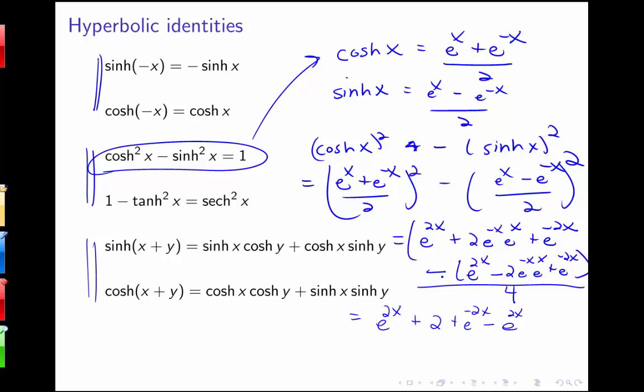And then this will be plus 2, because again, this e to the negative x times e to the x would be e to the 0. And then I'd have this minus e to the negative 2x, and this is all over 4. So I notice we get some cancellation: e to the 2x and minus e to the 2x, e to the negative 2x and minus e to the negative 2x. Then I've got a 2 and a 2 in the numerator, so I end up with 4 over 4, or I see that it's equal to 1.